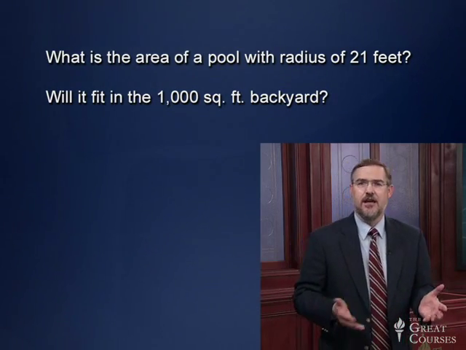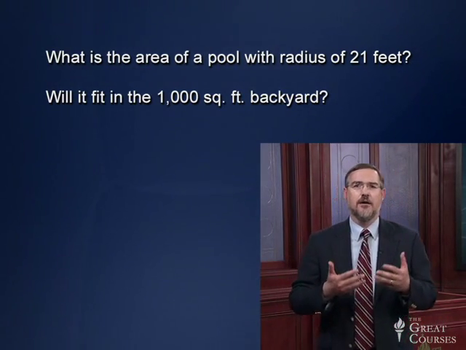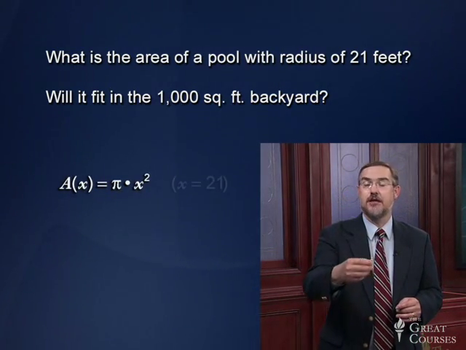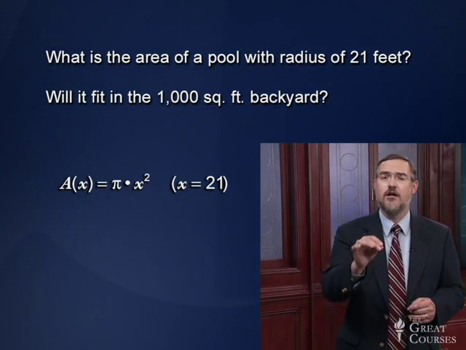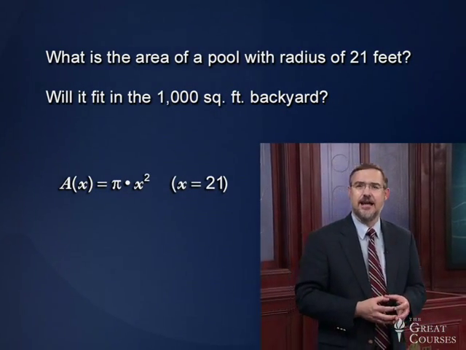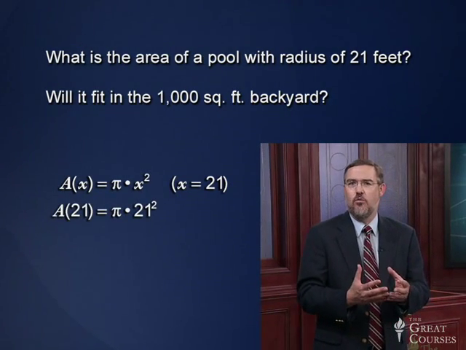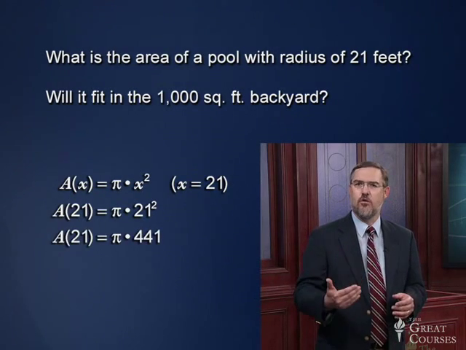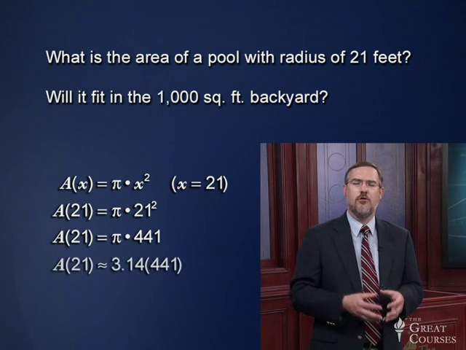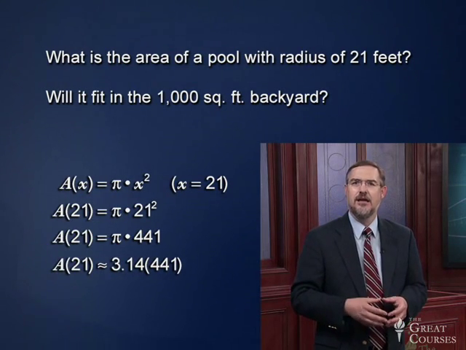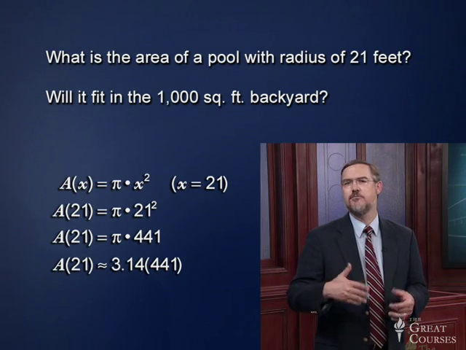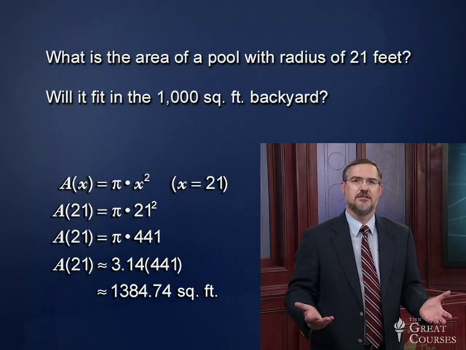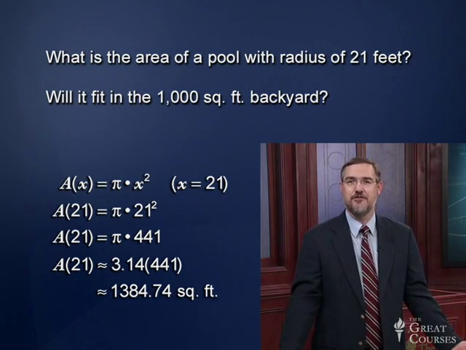Well, does it fit? If I want that area of the footprint to be no more than 1,000 square feet, I can go back, take A of x, and plug in the new radius, 21 feet, and see if I get the area that I want. Well, A of 21 is pi times 21 squared, which is pi times 441. And if I use 3.14 again as an approximation for pi, and I multiply that by 441, I'm going to get 1,384.74 square feet.